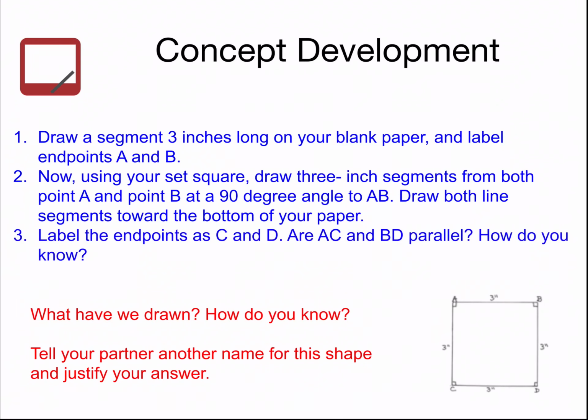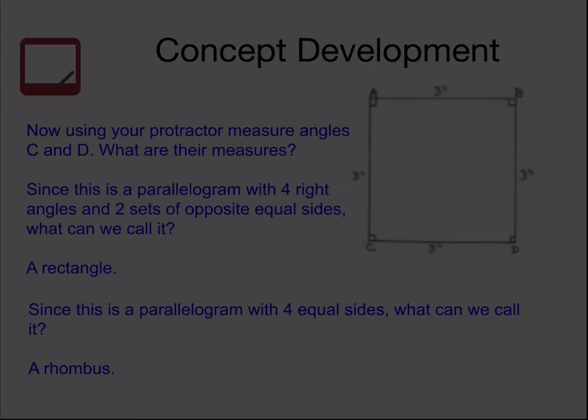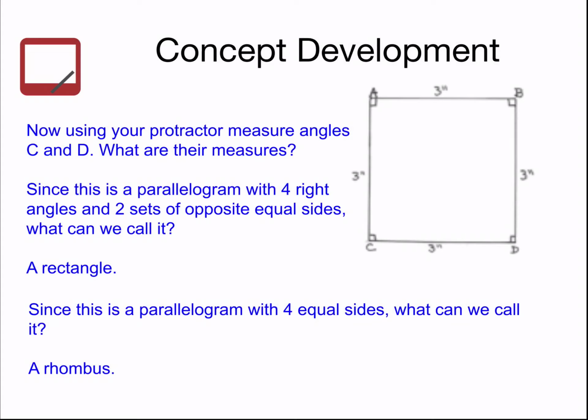And then you connect C and D. Okay, are A and C parallel to B and D? They are parallel. So I just told you already to use your straight edge to connect the points C and D. If you use your graph paper, it makes this a lot easier. So you just drew a square, okay?